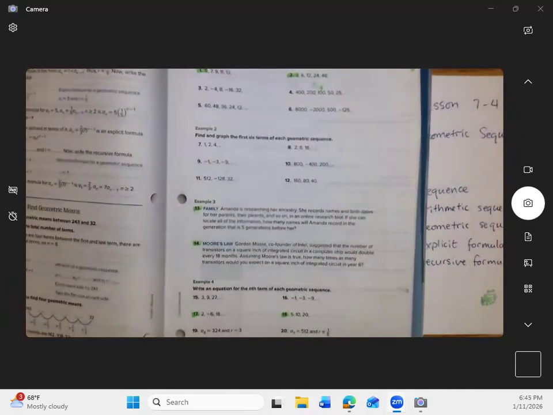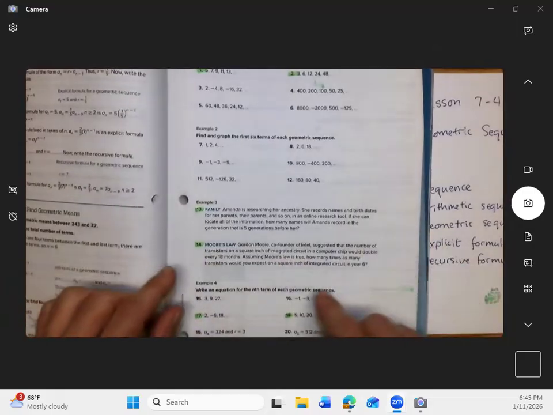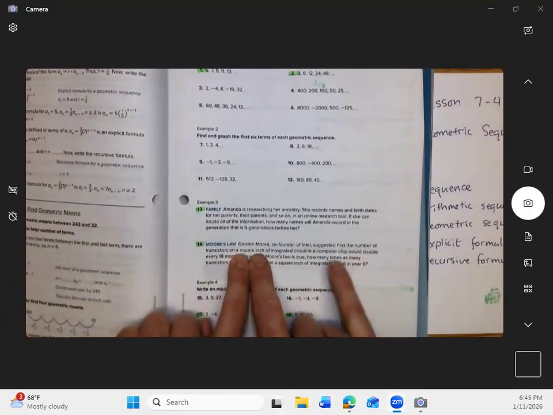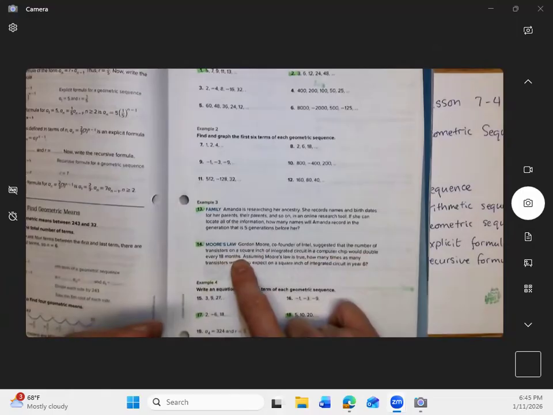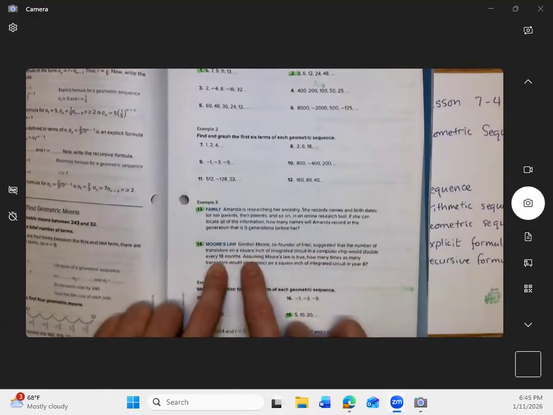But that's what Moore's law is. Moore's law is exponential growth, so it would fit perfectly in this module. According to this, the number of transistors you can fit on, say, a square inch of an integrated circuit of a computer chip would double every 18 months. So every 18 months, go times two, times two, times two. It's definitely a geometric sequence type.